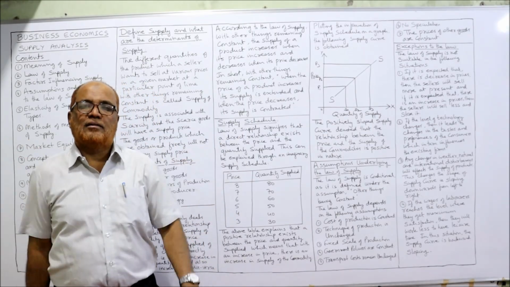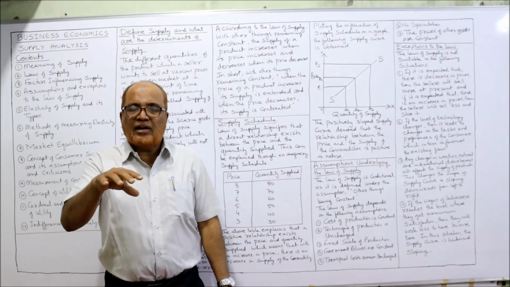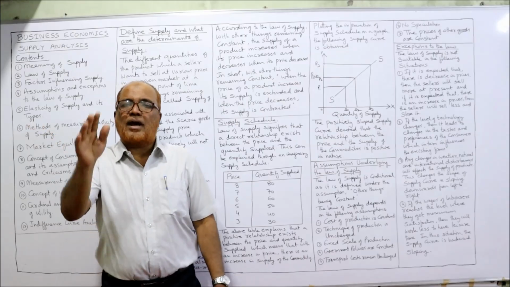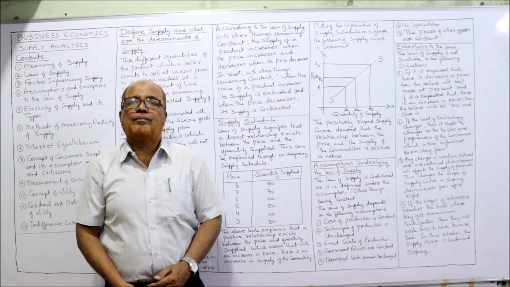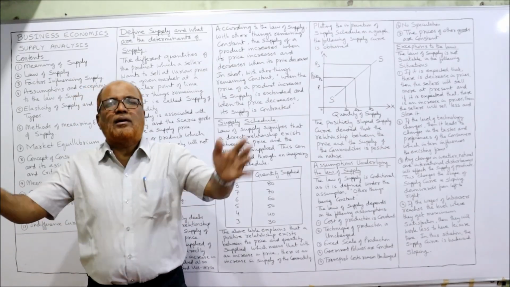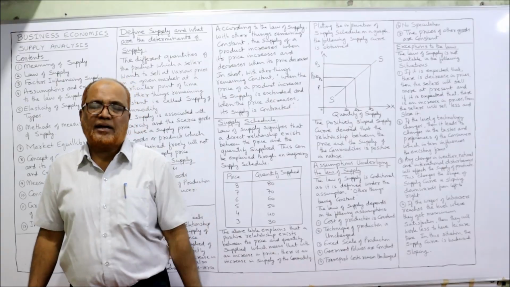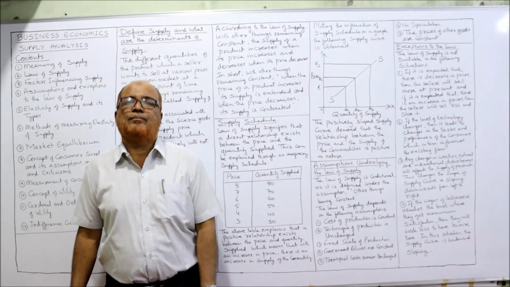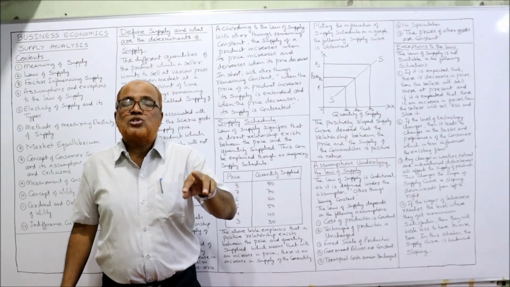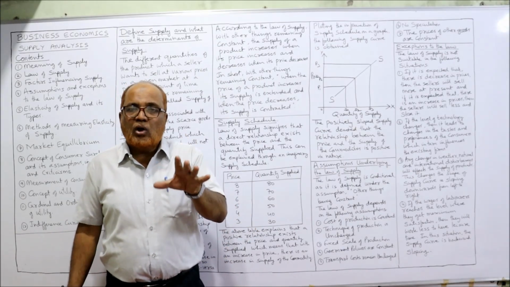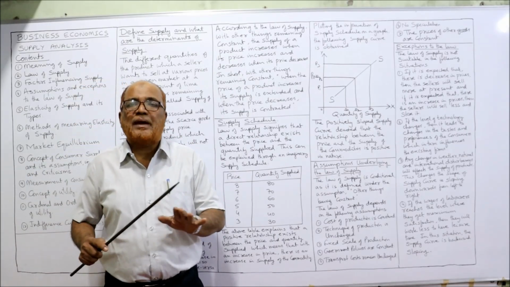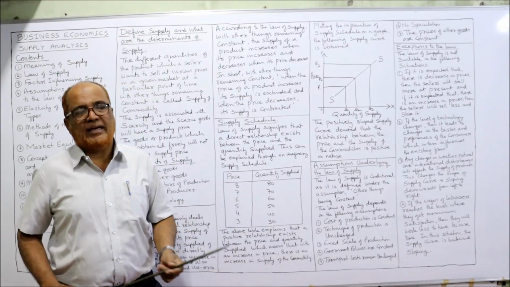They will not supply. And if the suppliers see that in the coming months the price is going to come down, whatever production is there, they will completely supply it at the current point of time, because in future the price is going to decrease. So these are called speculation. So for the law of supply to be correct, we should assume that there is no speculation among the suppliers.